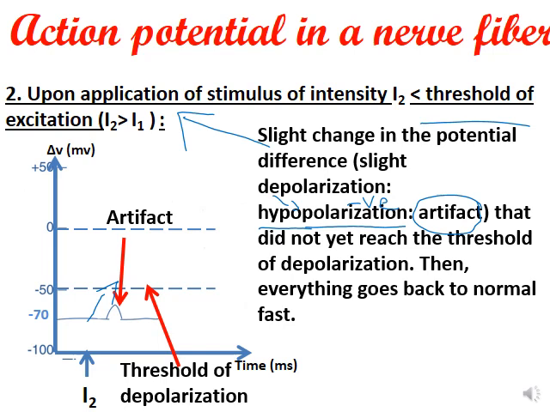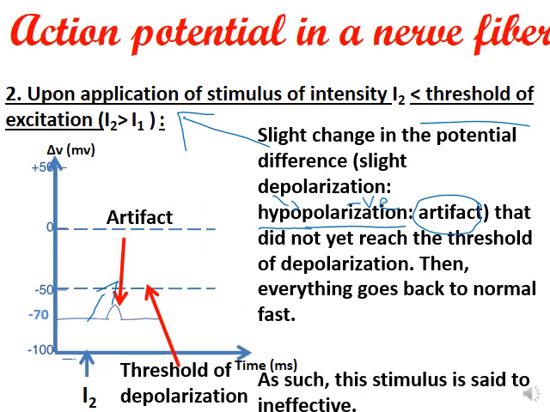But here we didn't reach the threshold of depolarization. So this will go back to the normal level normally and very fast. So this stimulus is said to be ineffective because it doesn't cause the appearance of the action potential. So here there is no AP, action potential. Okay.